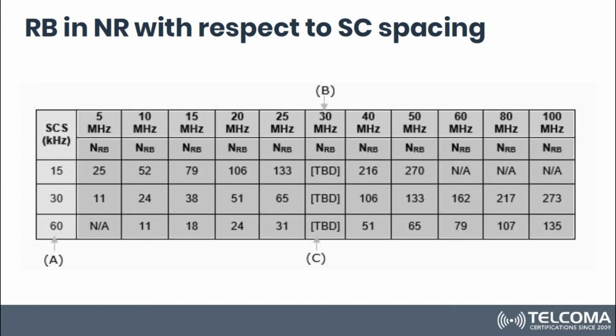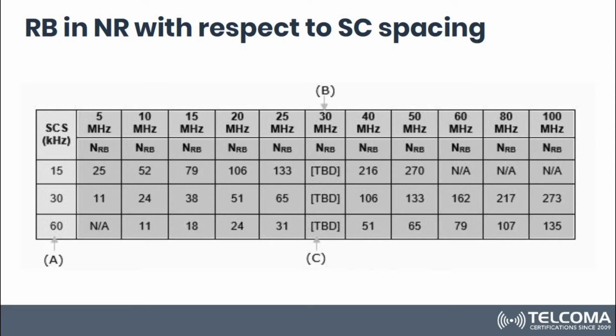So in LTE we had a fixed subcarrier spacing of 15 kilohertz, but in 5G NR we can configure subcarrier spacing in our network through a parameter, and it can be 15, 30, 60, 120, or 240 kilohertz. This whole calculation is done on a formula basis, where we calculate the number of NR resource blocks for a particular bandwidth and particular subcarrier spacing.